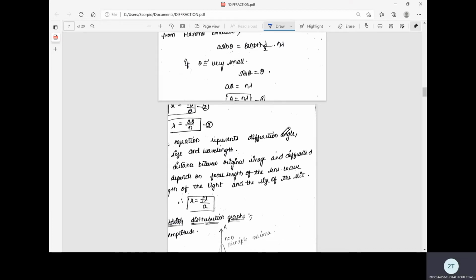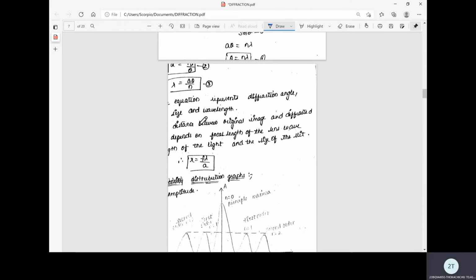Now this equation represents the diffraction angle, size, and gives us the value of wavelength. And since we obtained an equation for wavelength, we know that the distance between the original image and the diffracted image depends on the focal length of the lens, wavelength of the light, and the size of the slit. We know the size of the slit from the experiment, which is a practical value, that is a, and f is the focal length of the lens, which is also a practical value which we can obtain from the experiment, while lambda we will calculate from this equation we obtained. Thus we can say that the distance between the original image and the diffracted image, x equals f lambda by a.